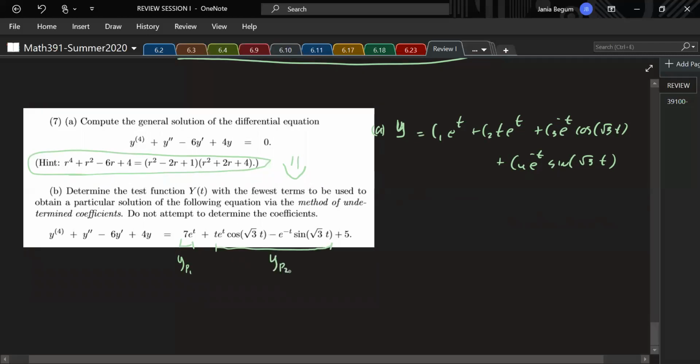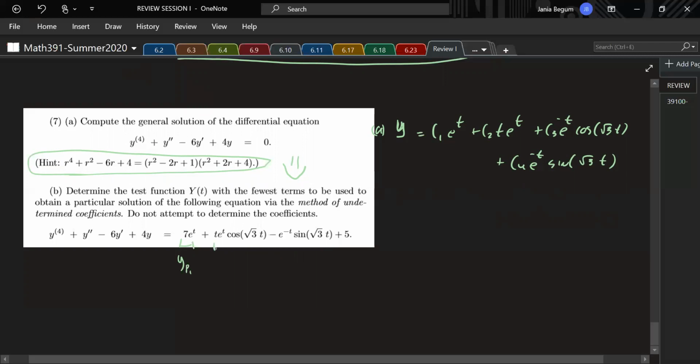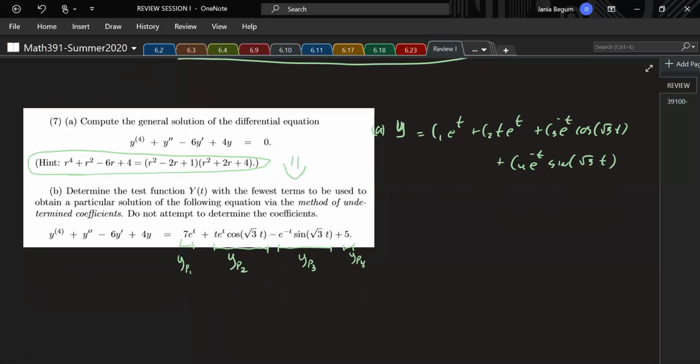Oh no, hold on, sorry. Let me backtrack. One is negative t and one is positive, so let's keep it that way. I thought they had the same exponential as well. So this would be yp2, because the exponentials are different. And then yp3, and then the constant will get another form. The particular solution will be the sum of all of these little particular solutions.